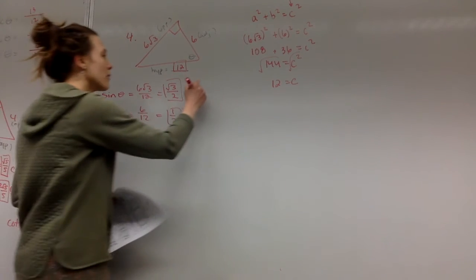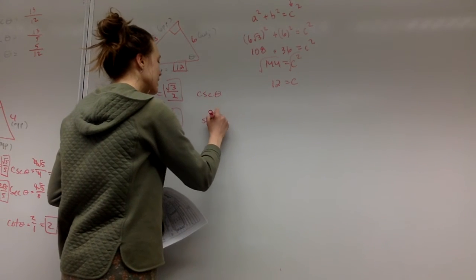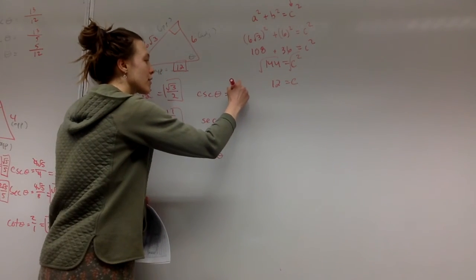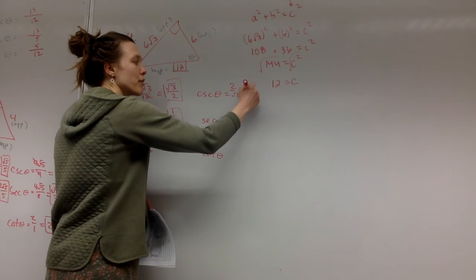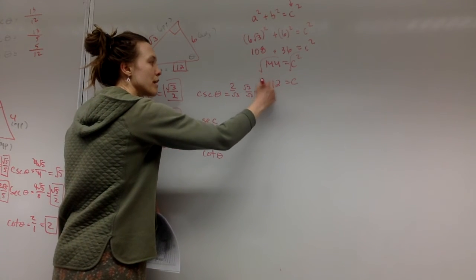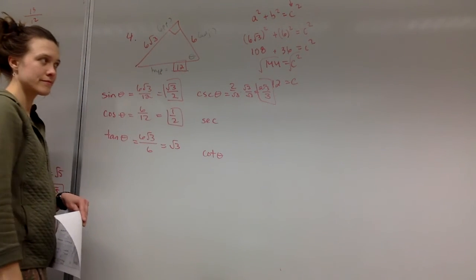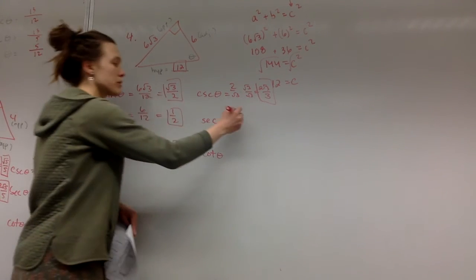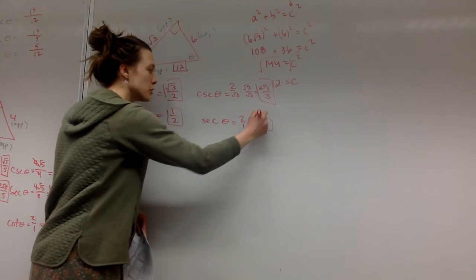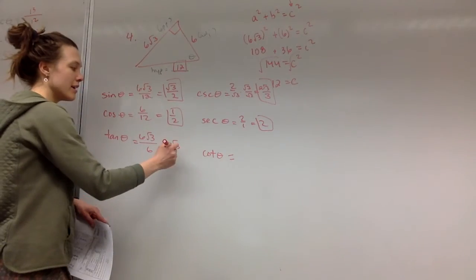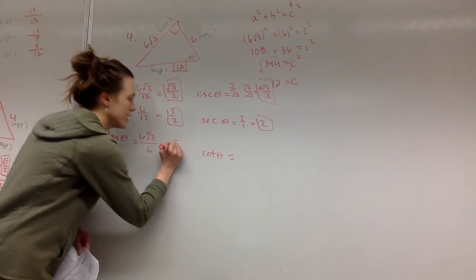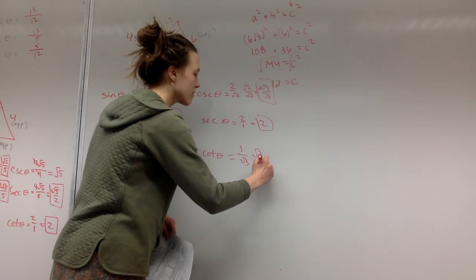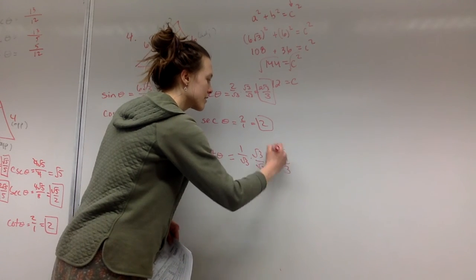Great. So now when I get to my cosecant, my secant, and my cotangent, I can go 2 over radical 3, then multiply by radical 3 over radical 3, so that gives me 2 radical 3 over 3. Secant of theta, I would just take the reciprocal of this, so it would be 2 over 1, which equals 2. And cotangent of theta would be 1 over radical 3 times radical 3 over radical 3, which, as Kristen just said, simplifies to radical 3 over 3.